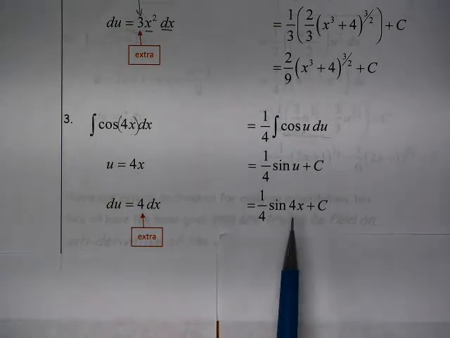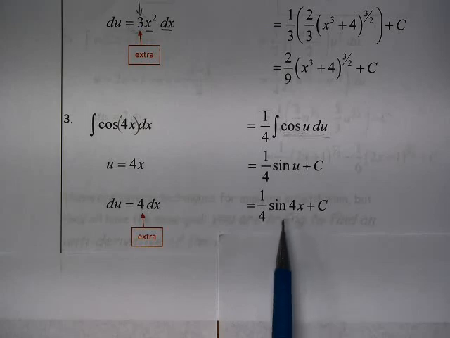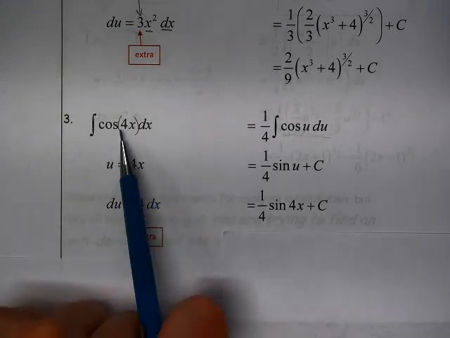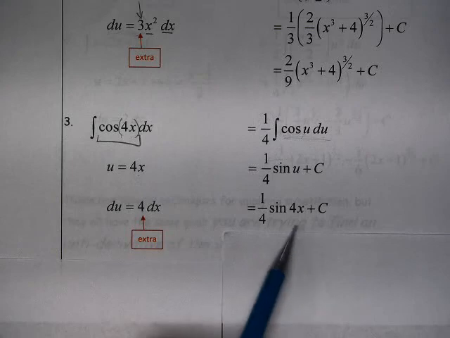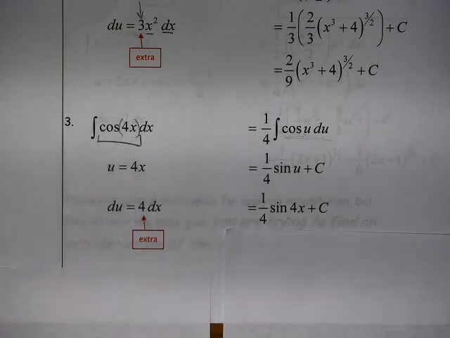Again, if you take the derivative of this, you find that you get 1/4 cosine of 4x times 4. The 4 and the 1/4 cancel out, so we just have what we started out with as the integrand here. If we take the derivative of this, we should get cosine of 4x.